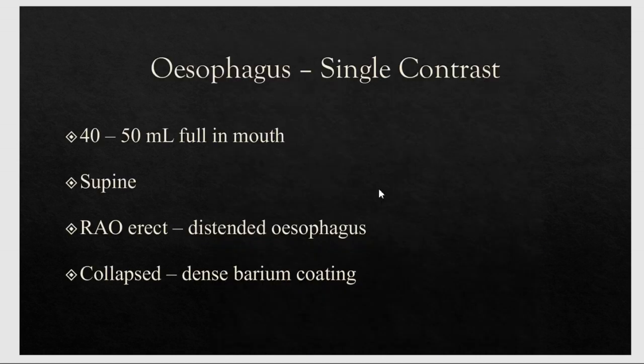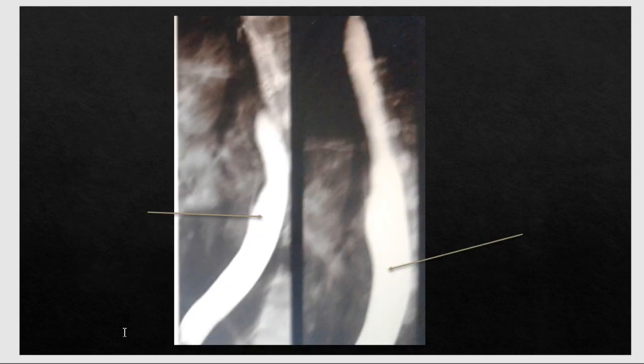Then the single contrast. For the esophagus, 40 to 50 ml of barium suspension is given to the patient, full in mouth. The position is supine, and whenever a distended esophagus is there, the right anterior oblique erect view is taken, and in a collapsed esophagus, the dense barium coating is there. Single contrast is there, no air or CO2 is used in this one.